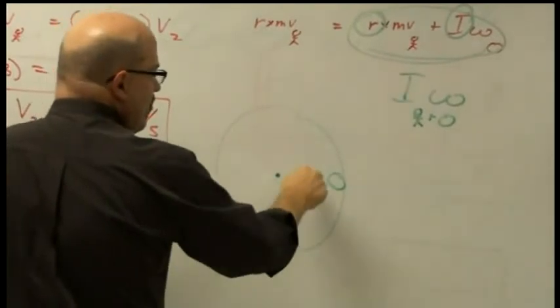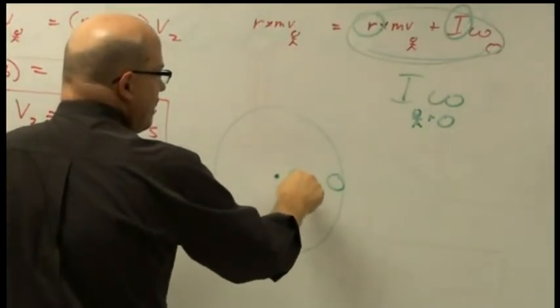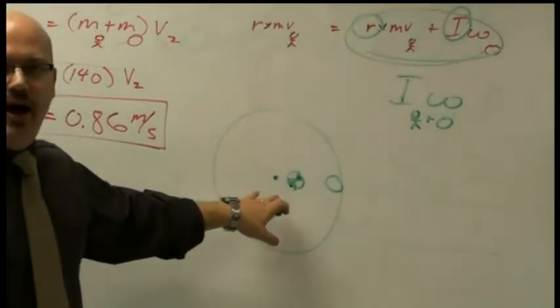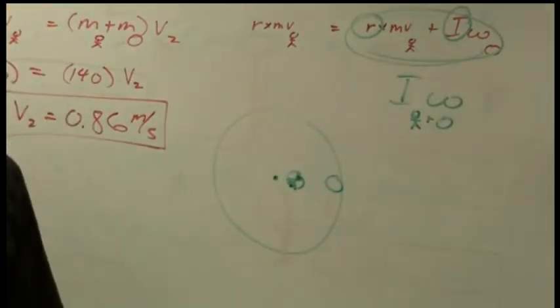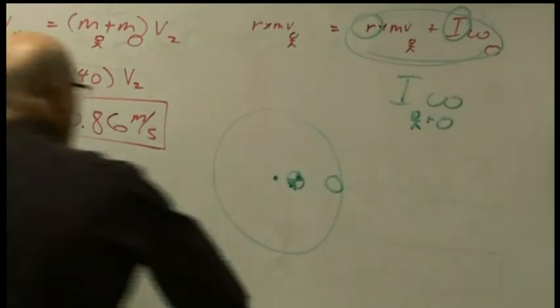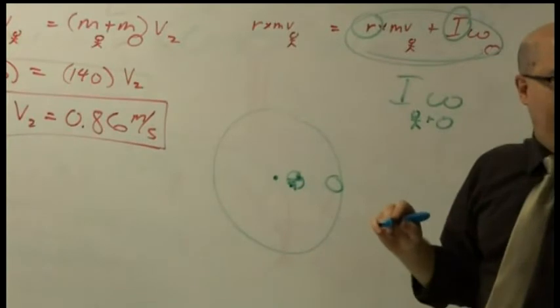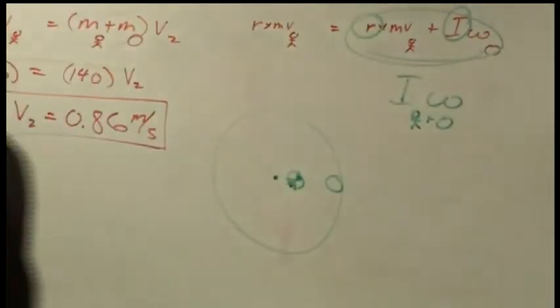There's the center, but here's our center of mass. Let's find out the moment of inertia of this entire object, because that's a legitimate question they could ask you on the exam. So first of all, we need to find out where the center of mass is. So let's do that math.